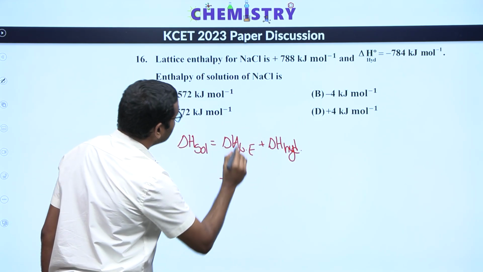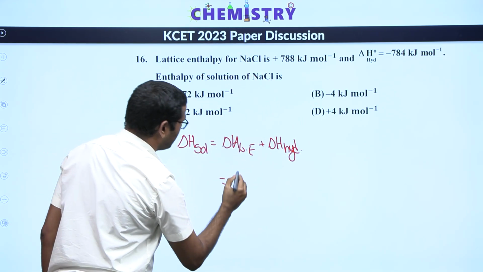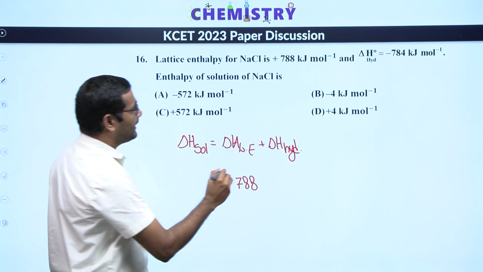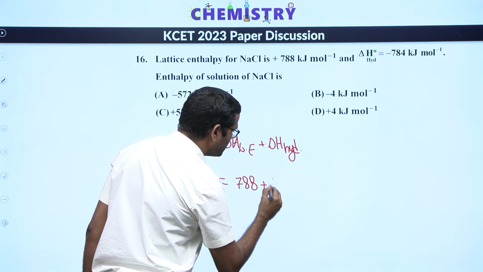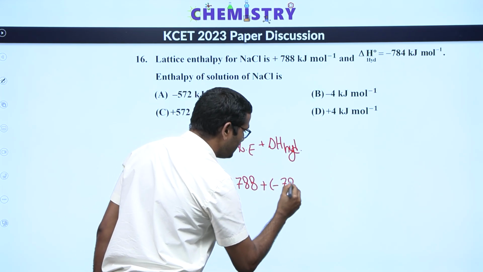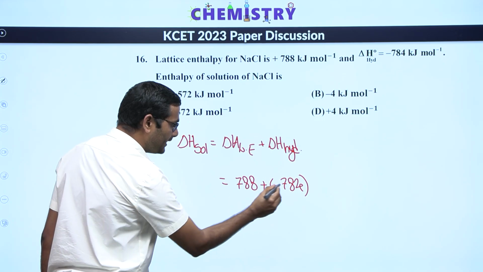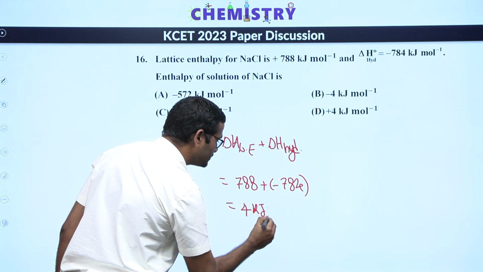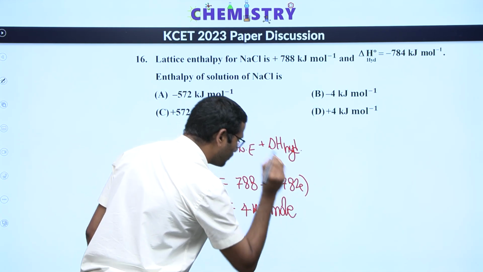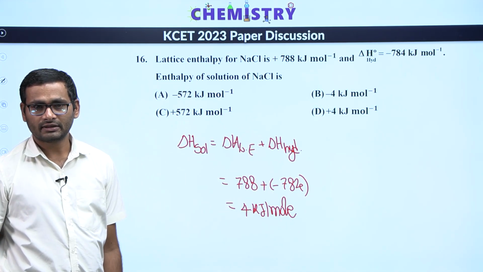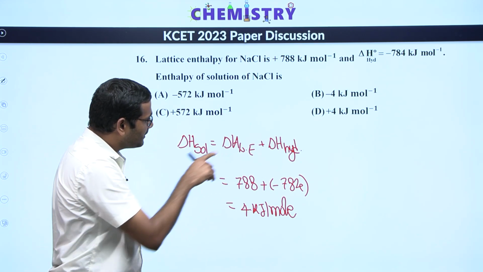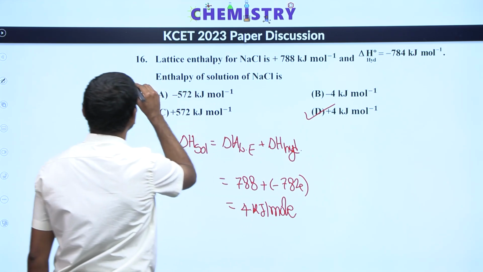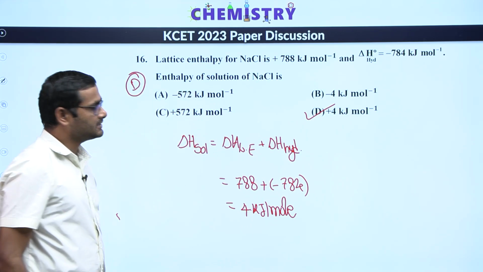Then you see the given lattice enthalpy is 788. Then hydration enthalpy, here it is plus minus 784. Now 788 minus 784, then it is 4 kilojoule per mole. Now this is a question from thermochemistry. Enthalpy of solution equals lattice energy plus hydration energy. So the answer is 4, for the 16th one, D option is correct.